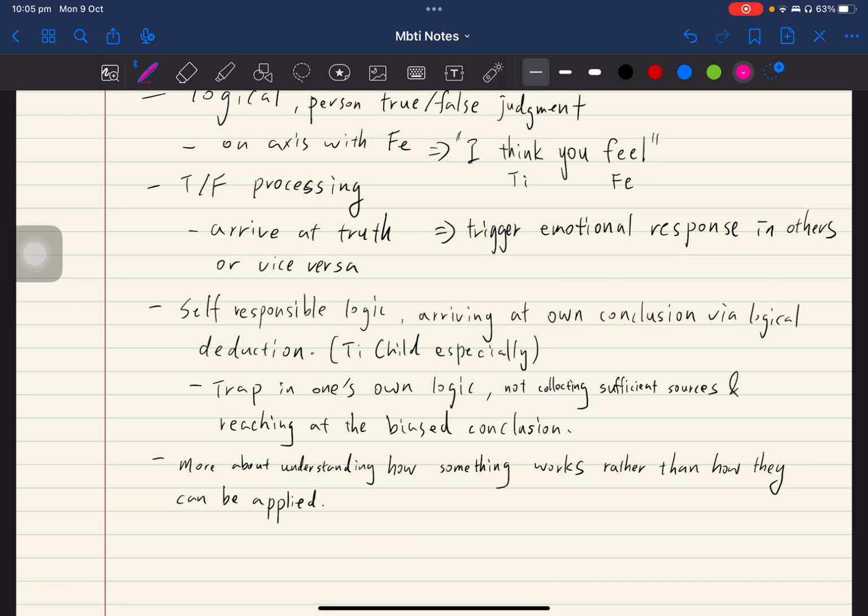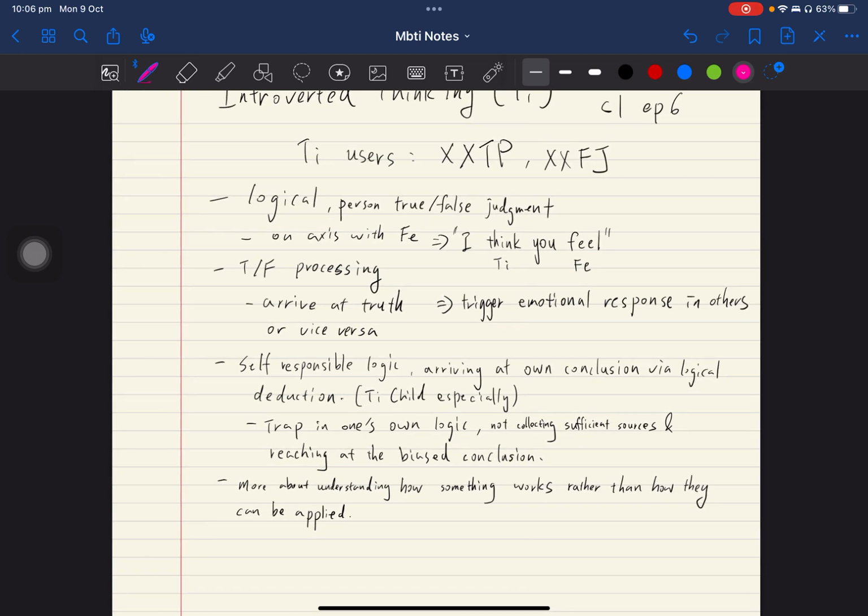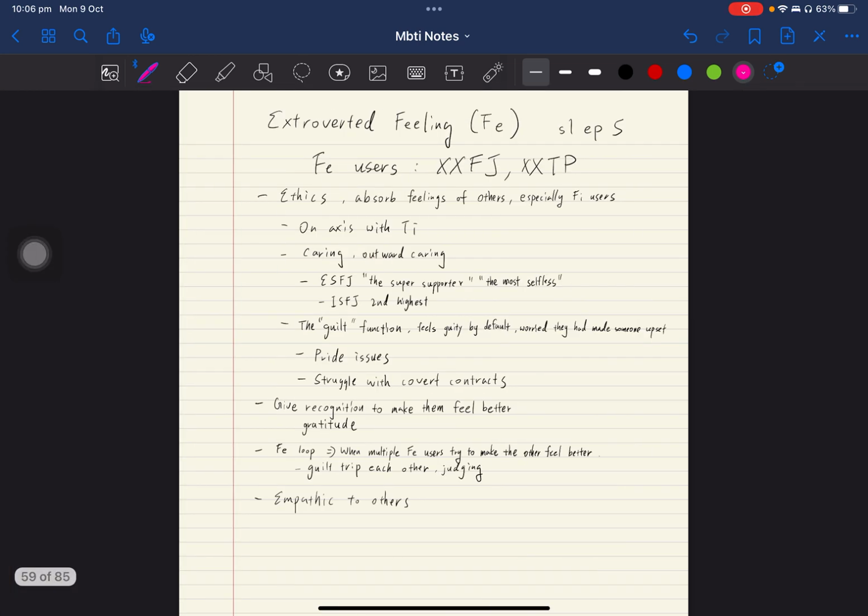Okay, where was I? So we already talked about the trap within their own logic. Then it's also about understanding how something works rather than how it is applied. How to apply something is more the domain of TE. TI is all about understanding what's going on, and that's it. So as you can see, we need both kinds of people working together to make something in the real world, or that person has to mature in oneself to have both TI and TE together. Okay, ramble enough about TI.